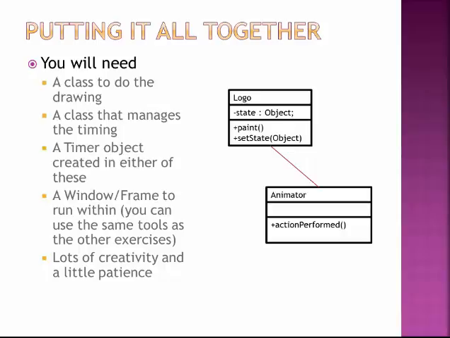I'm probably going to build at least 4 classes. I'm going to have a window or frame that holds inside of it a logo. And then the main method within the window frame is going to build an instance of the animator, which is going to then get kicked off by the timer. And then that animator is going to point to the logo and update it. So I'm going to need these classes and then a lot of creativity and a little bit of patience, and then the animation comes together and it should be kind of fun.